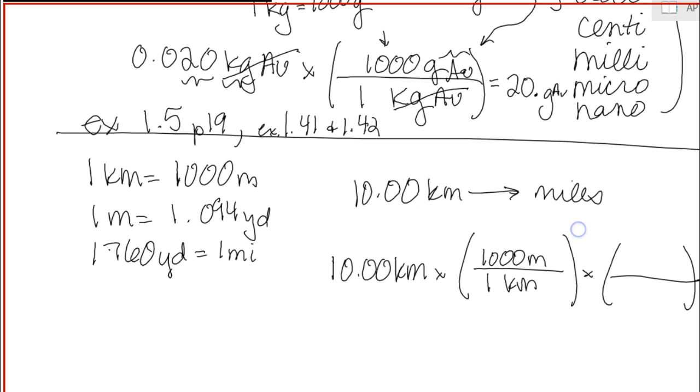Then you're going to look at 1 meter is 1.094 yards. And finally, 1,760 yards is 1 mile.